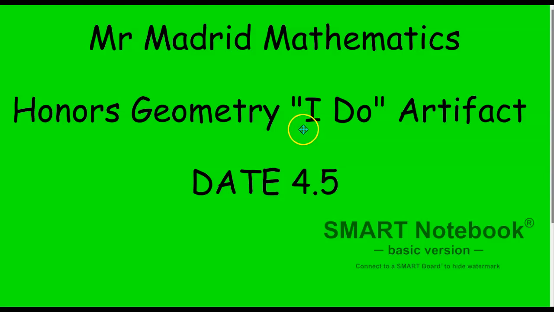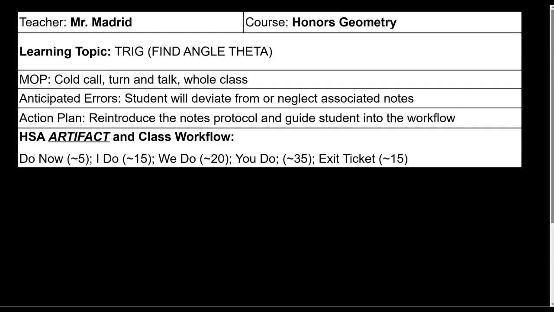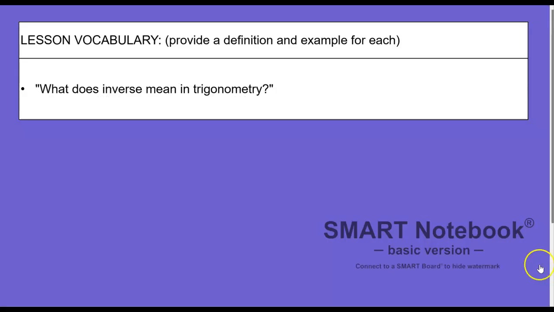All right, Harmony Science Academy Honors Geometry students, let's go ahead and get into date 4.5. The name of the learning topic or the lesson itself is Trig. Okay, we're going to conclude our study in Trig. As an honors class, we've really come a long way, exploring trigonometry already for a couple of weeks. And now, okay, we're going to find angle theta. So go ahead and put that in your notebooks at the very top.